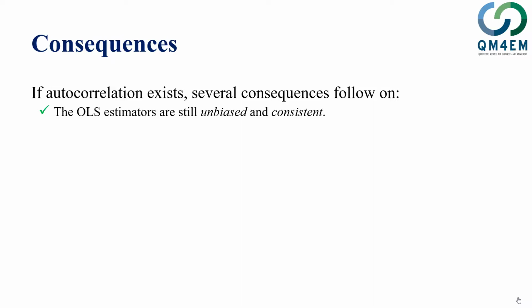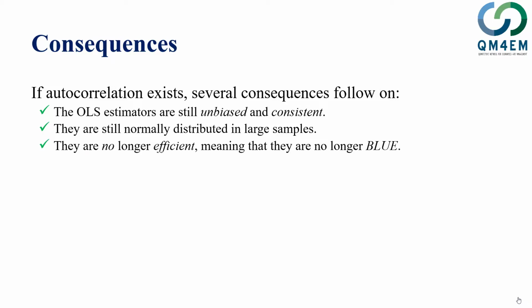The first one, which you should keep in mind, is that OLS estimators are still unbiased and consistent. Recall that in heteroscedasticity this was also the case. The OLS estimators were unbiased and consistent. Secondly, they are still normally distributed in large samples, so nothing to worry. But the OLS estimators are no longer efficient, meaning that they are no longer BLUE. They are not best, they do not have the minimum variance. So that's the reason they are no more BLUE.